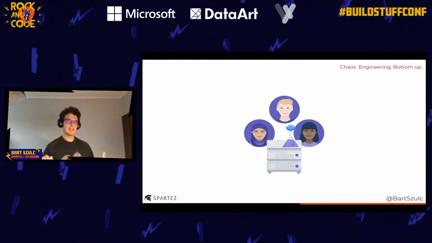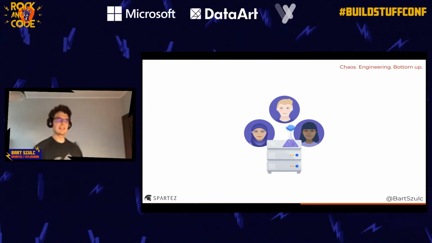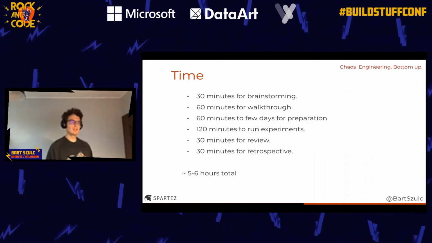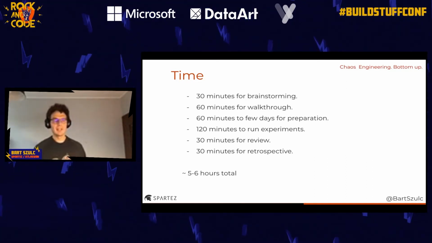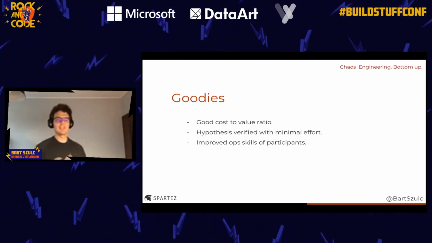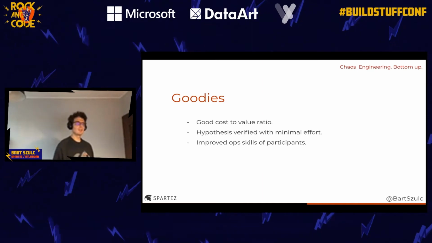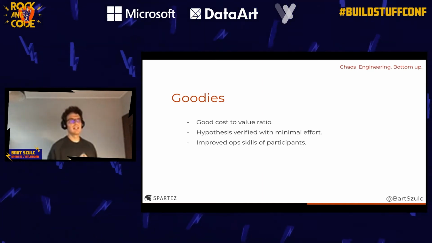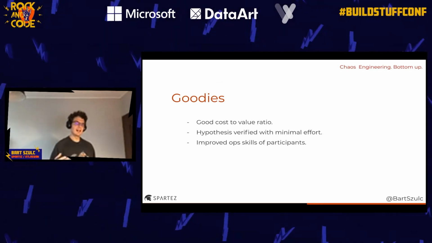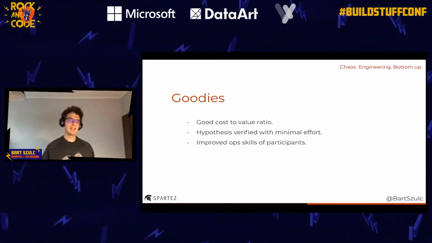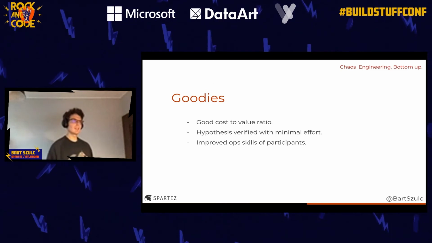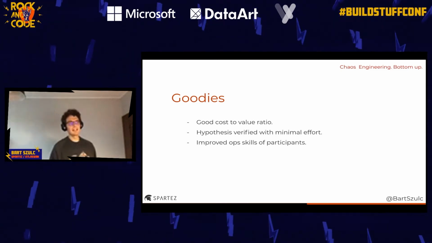So there is a group of individuals who is running experiments against our system. When it comes to time, how much time we need to run war games, it's about 5 to 6 hours total. So not that much time. So basically, it's a good cost to value ratio. You're spending 5-6 hours to learn a lot about how your system performs and whether you have some gaps that can be problematic once you are on production.